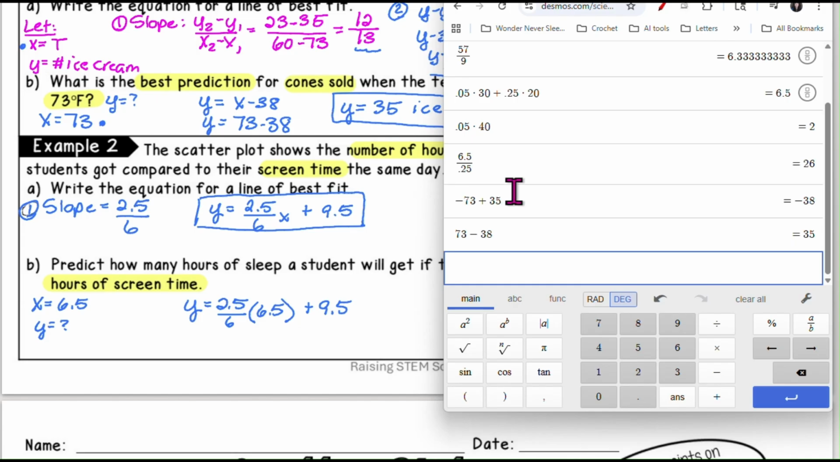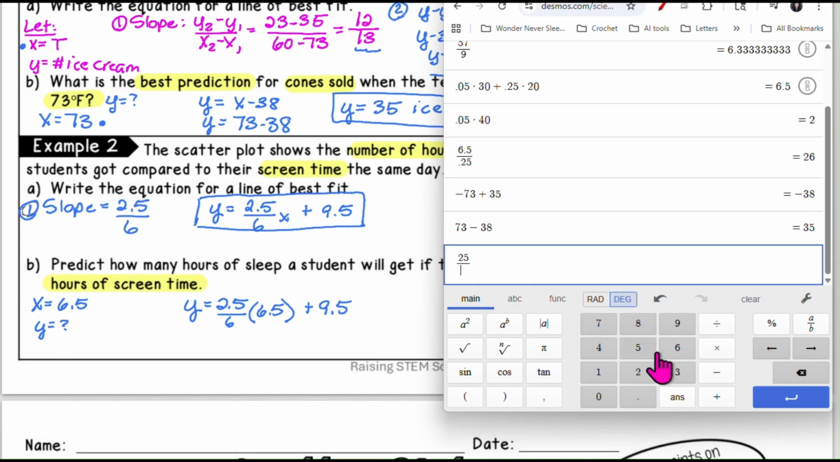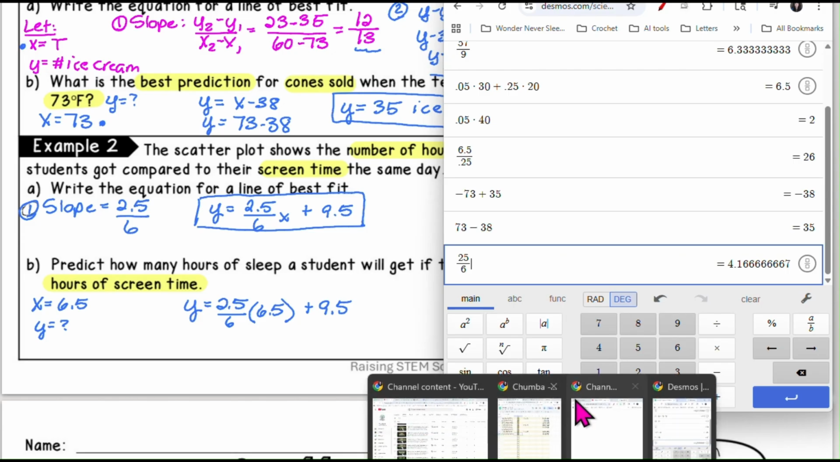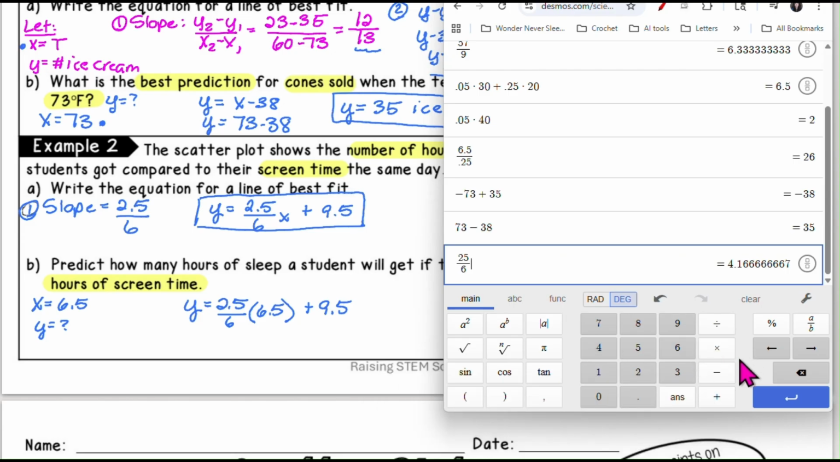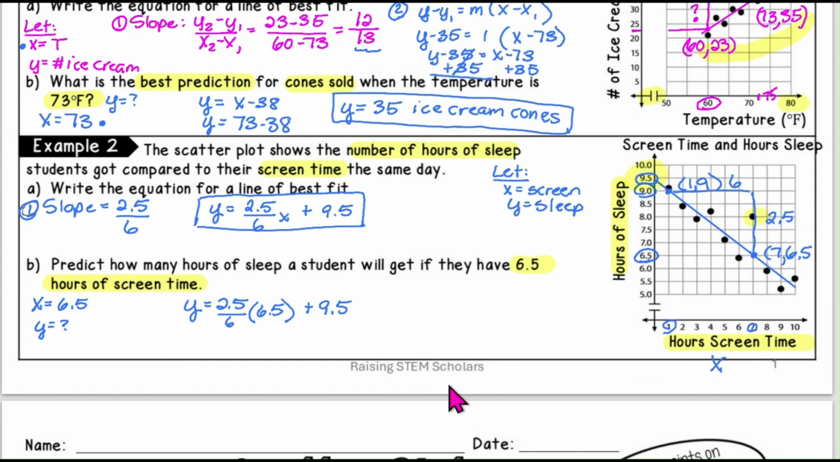Okay. So we got to watch this. We got 2.5 divided by 6. I want you to see this is in a fraction and your cursor is in the bottom of your fraction. You're going to have to arrow over, boop, to get out from underneath that fraction bar. So we're going to do times 6.5 and then we're going to add 9.5 and that gives me 36.58333, so 36.58.